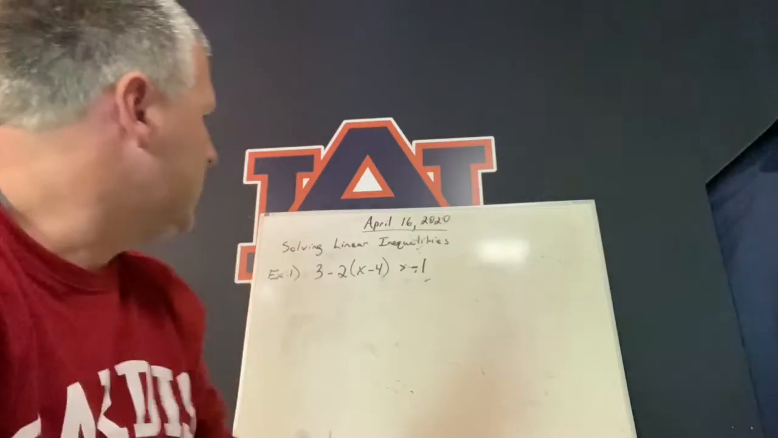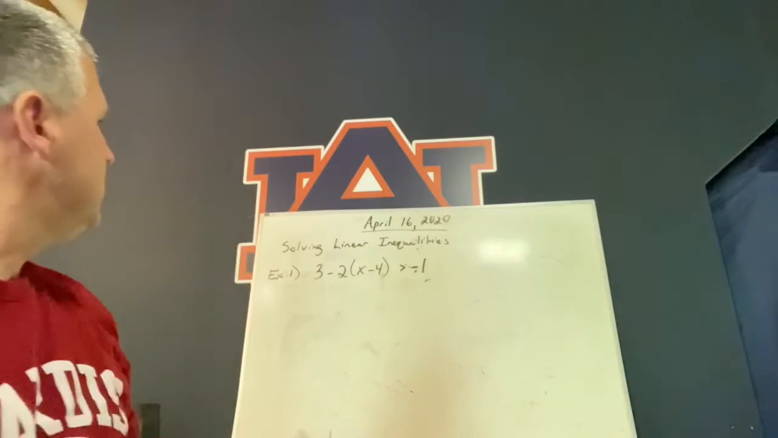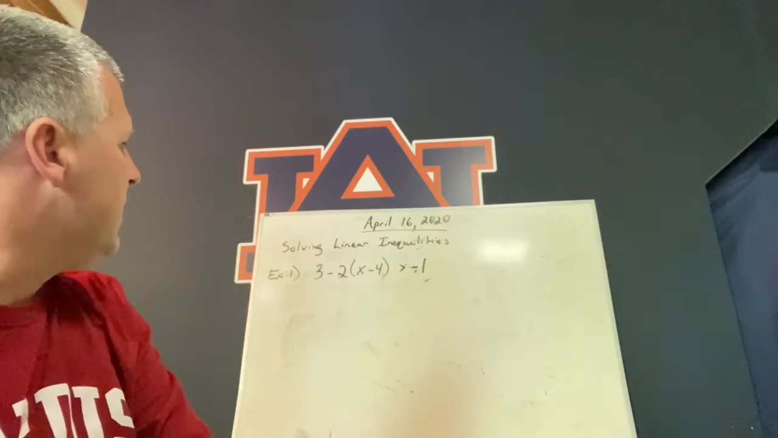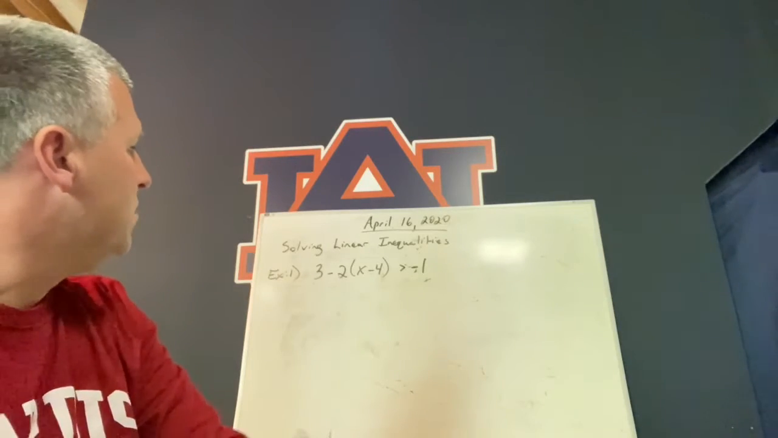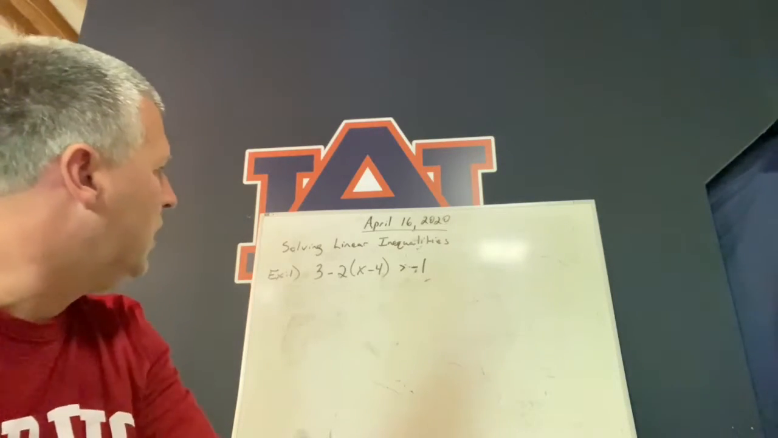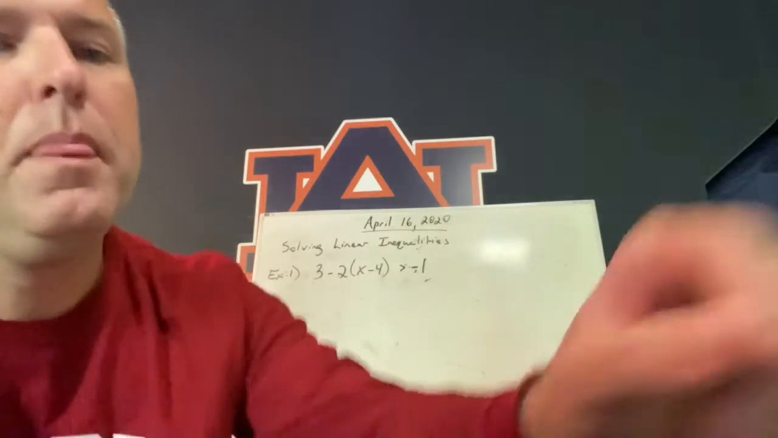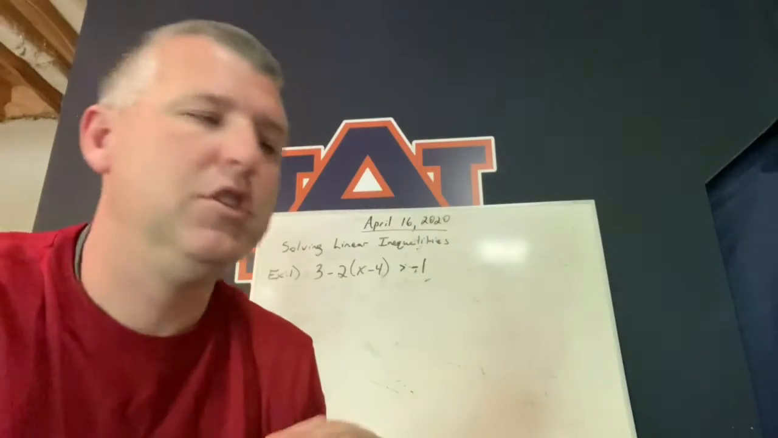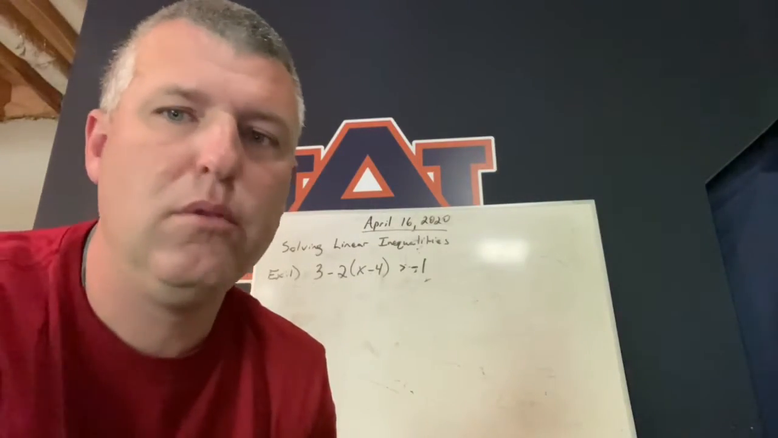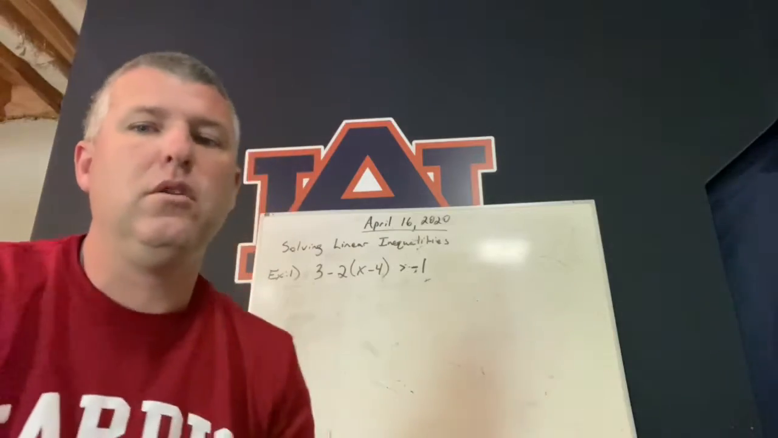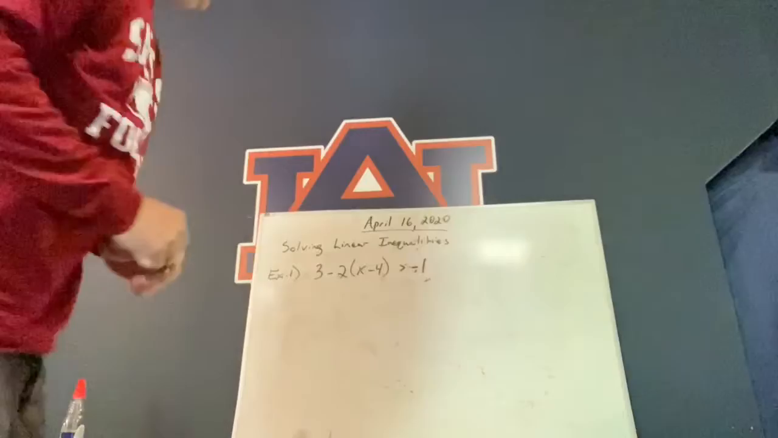All right. So for this problem, as you can see, it says solving linear inequalities. We have 3 minus 2 times the quantity x minus 4 is greater than -1. When we solve this, we're going to solve it just like an equation. No changes, no ifs, ands, or buts about it. Just go straight through it just like an equation. And y'all are all very good at that.